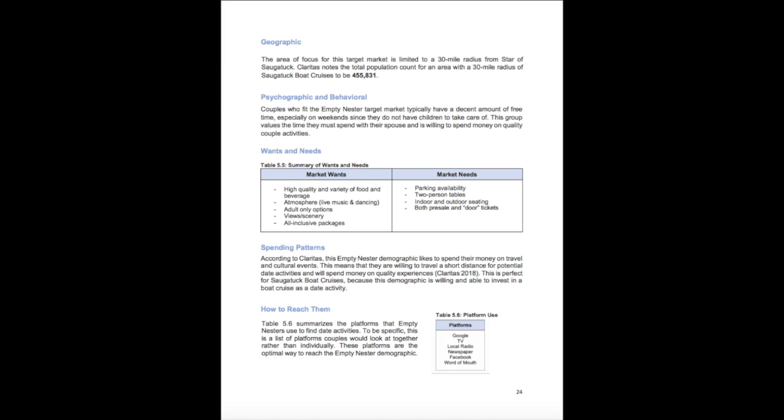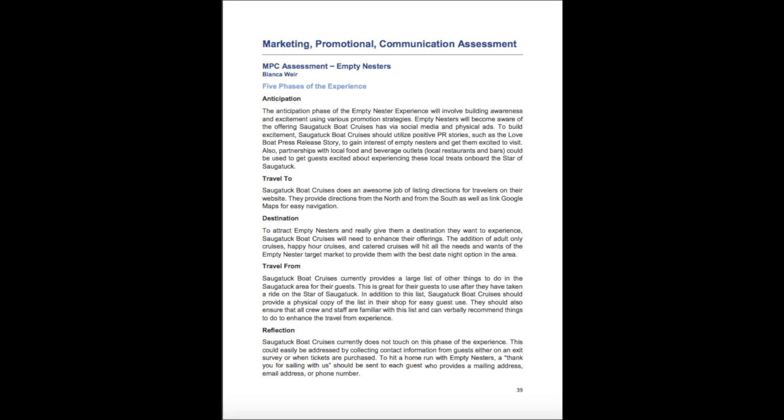The best ways to reach these target markets are local TV, local radio, local newspapers and magazines, word of mouth marketing, and Facebook. Saugatuck Boat Cruises right now is not far from meeting the target's wants and needs. The key to reaching this market is going to be enhancing the experience for couples on board so that they think it is a quality activity that they want to spend their money on.